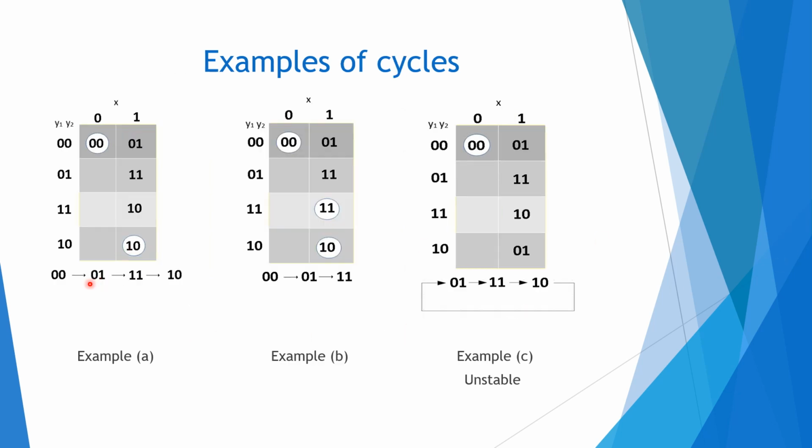And here again there is one stable state, but we have inserted some intermediate states. So this is called a cycle. Again this is called a cycle, and here it is unstable. This circuit is unstable because it goes in a loop like this: 0 1 1 1 1 0. It goes through a loop, so that is called unstable.